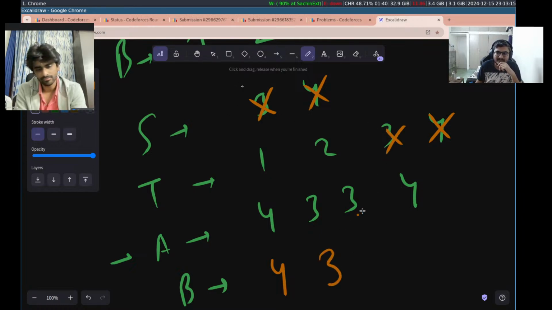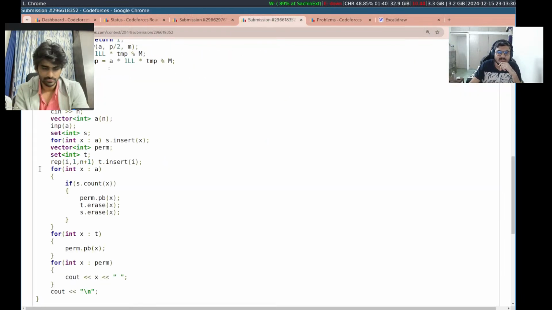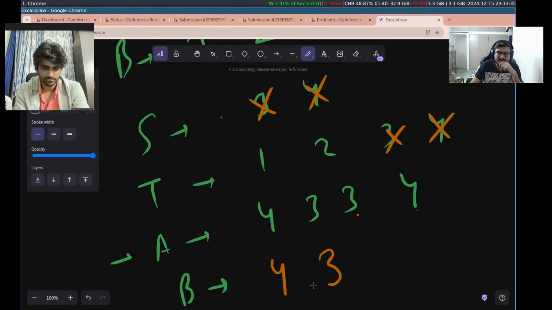Now we have 3 here, but this 3 is not present in set S, so he did not do anything over here. Now we had 4 as well. 4 is not present in set S, so he did not do anything over here. So after the end of this loop, he had B, 4 and 3. And after this end of loop, we just have 4 and 3 with us.